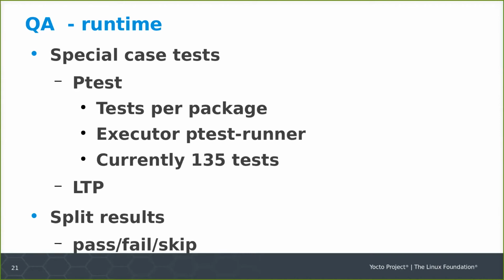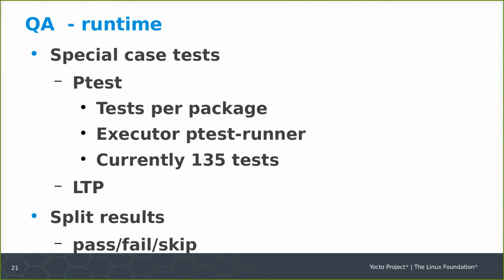There are some special case tests. As I see it, p-test. The reason I've separated the p-test out is that it's multiple tests within one execution. So these are tests per package. It has its own executor, which is called p-test runner, and currently we have, I think, 135 p-tests in core.